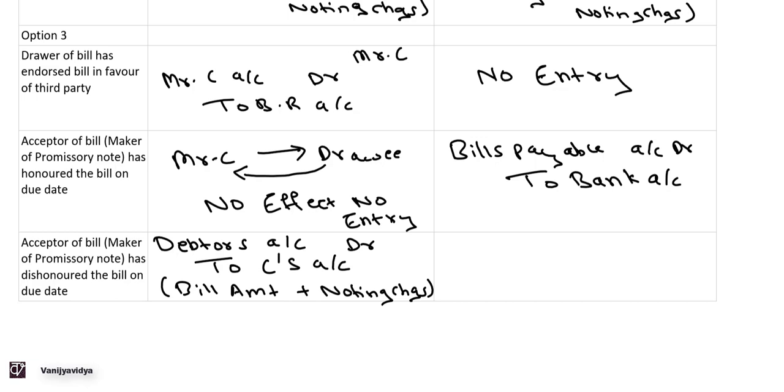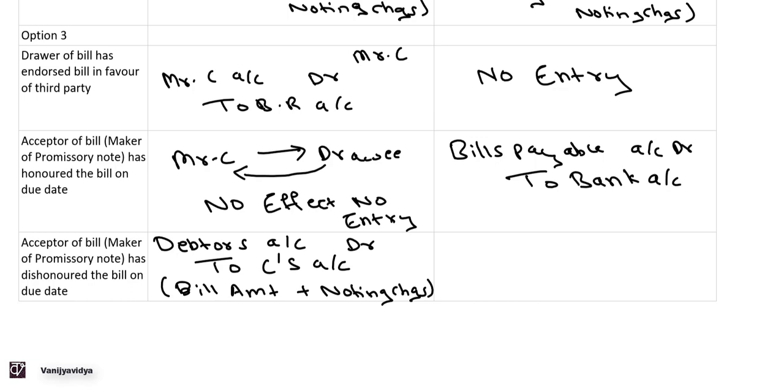Again here we are not debiting bills receivable account, because there is no balance in the bills receivable in this case. We have already endorsed that bills receivable to Mr. C. So in the books of drawer, wherein the bill was endorsed and it was subsequently dishonored, we are not debiting the bills receivable account here. That amount is directly recoverable from your drawee or the acceptor, who is debtor in this case. So debtor's account debit to C's account. So that is your bill amount plus noting charges.